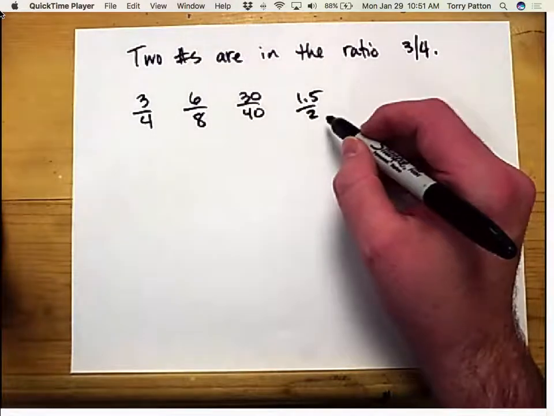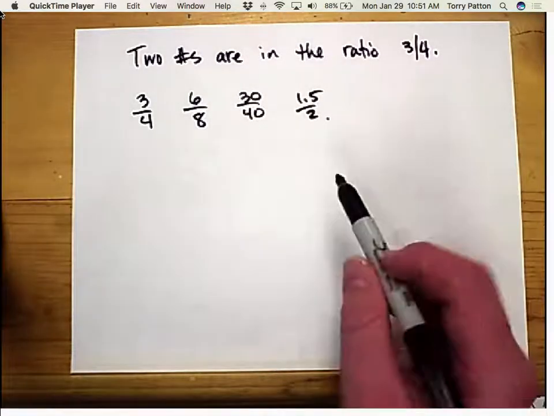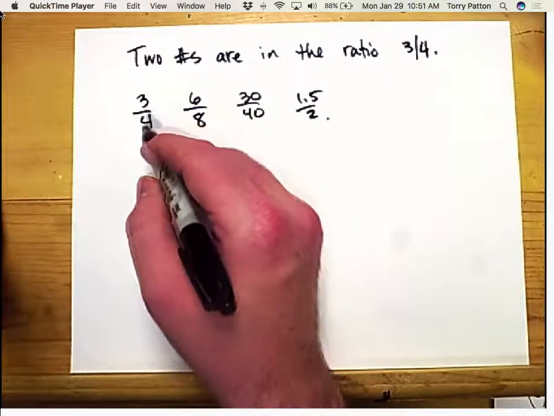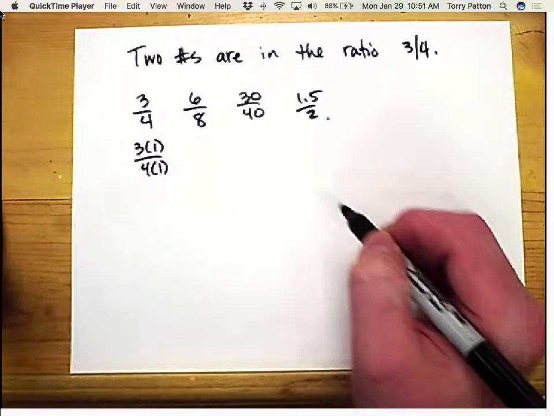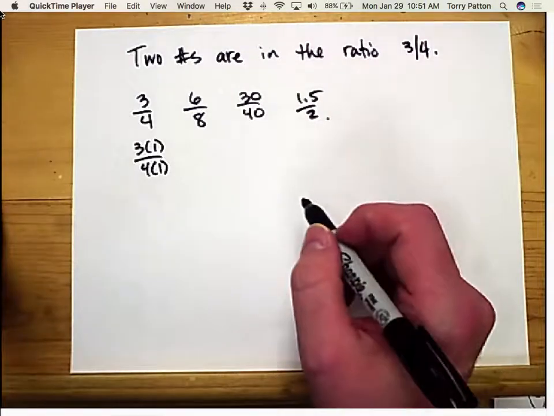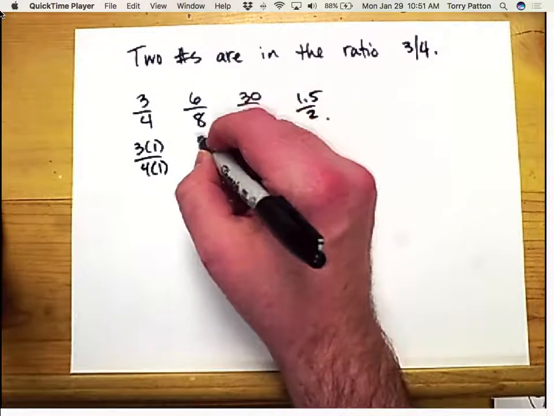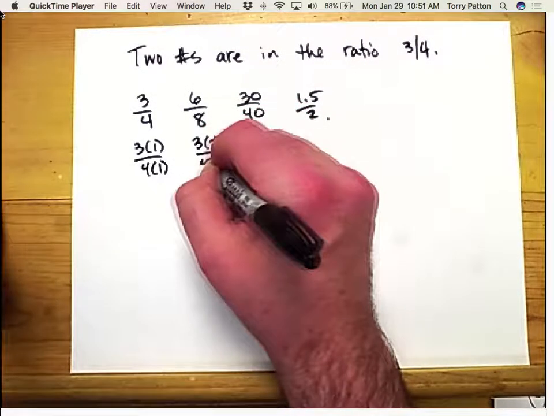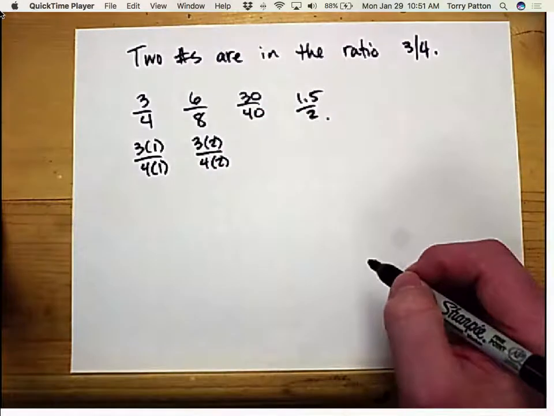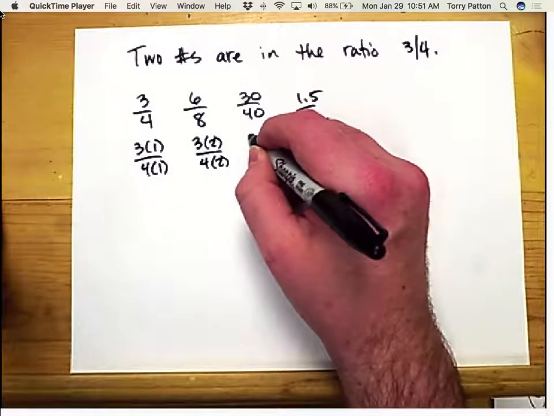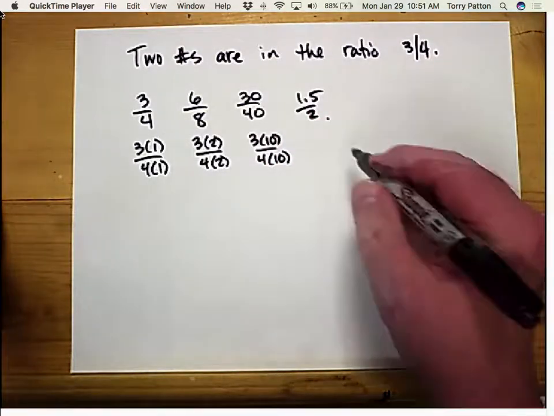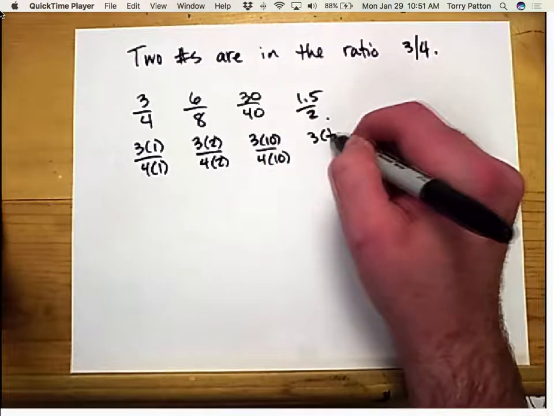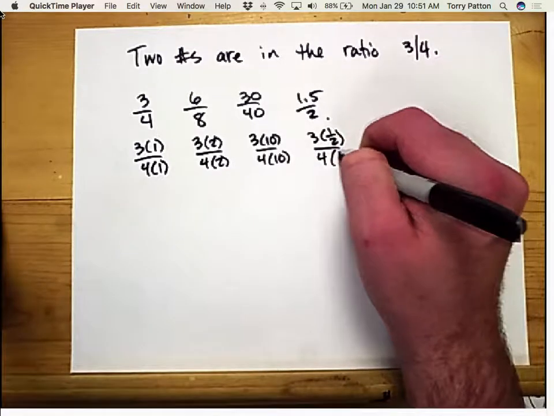Well, let me tell you one thing, and then that'll get you to the end of this. This, would you agree, is 3 times 1 over 4 times 1? Now, I'll write y'all a pass to class because this is really important. This is 3 times 2 over 4 times 2, right? This is 3 times 10 over 4 times 10. And this is 3 times 1/2 over 4 times 1/2.